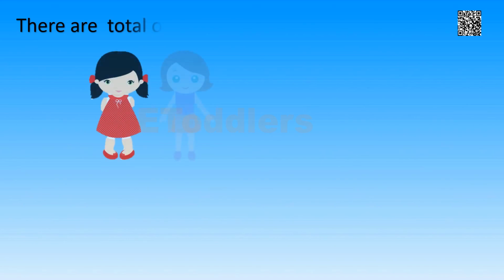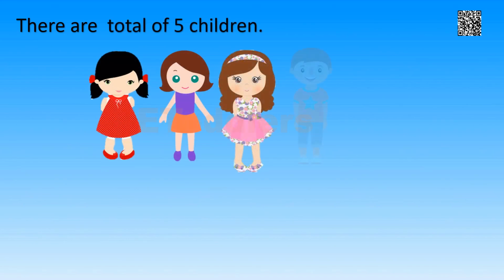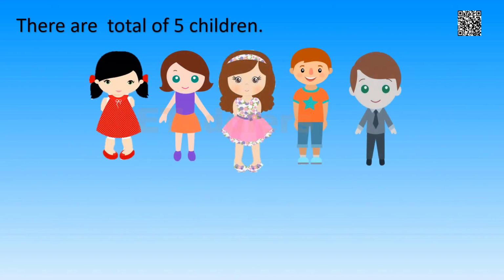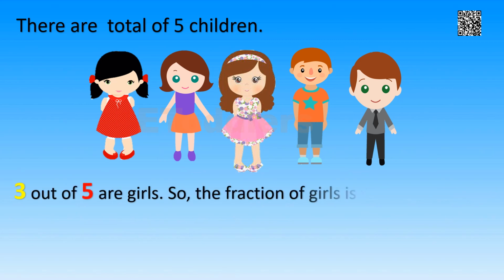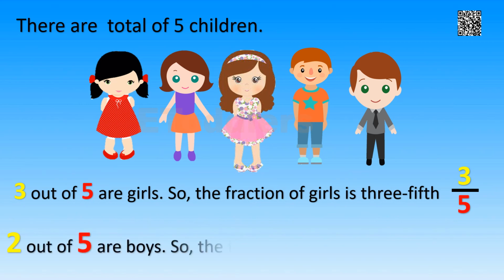For example, there are a total of 5 children. 3 out of 5 are girls. So, the fraction of girls is 3/5. 2 out of 5 are boys. So, the fraction of boys is 2/5.